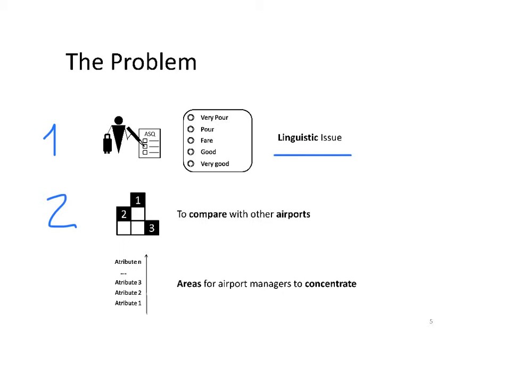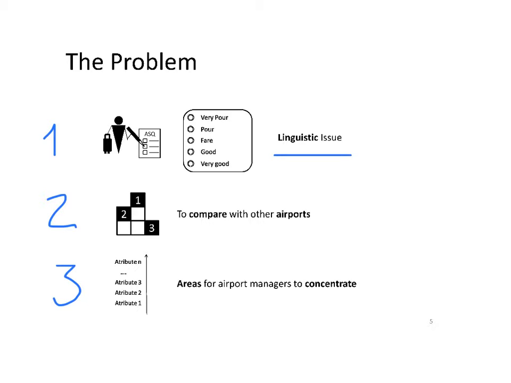Second, airports want to compare with each other to see how they are versus their peers, other airports. So we want to compare airport to airport. And third, airports want to improve. And in order to improve, they would like to know which attributes, which variables, which areas of the airport are going to have a stronger effect on the overall quality of the airport.